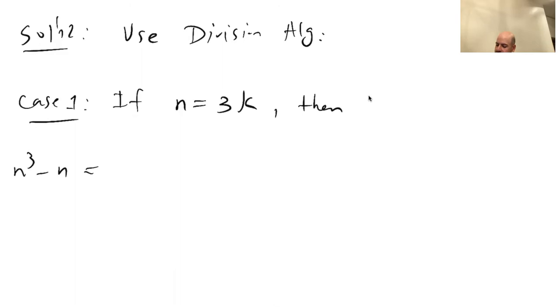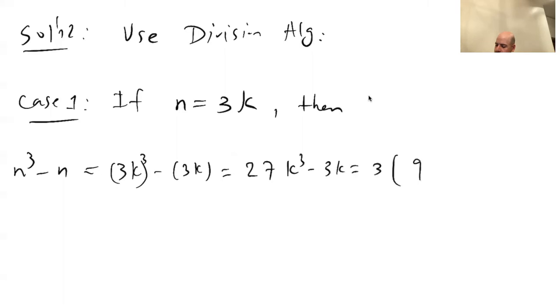If n is 3k, then n cubed minus n will be (3k) cubed minus 3k. And that's 27k cubed minus 3k, and that's 3 times (9k cubed minus k). So 3 times a number, that means 3 divides n cubed minus n.